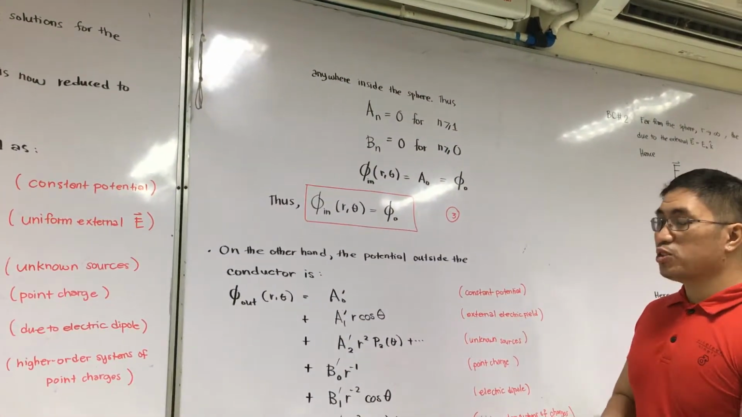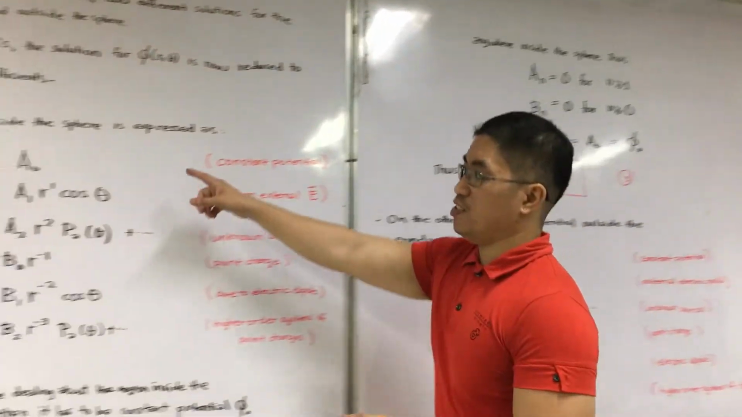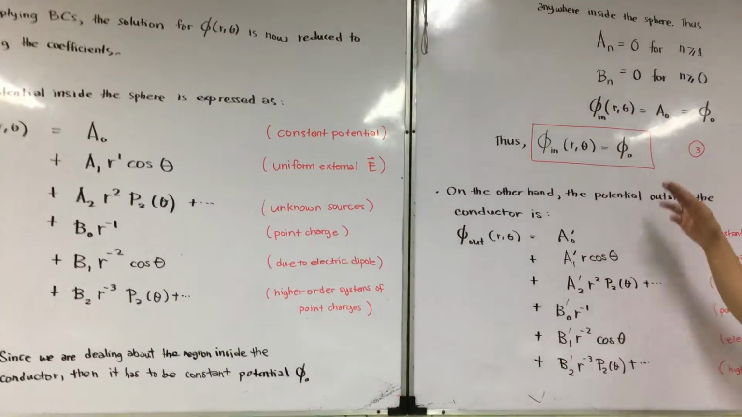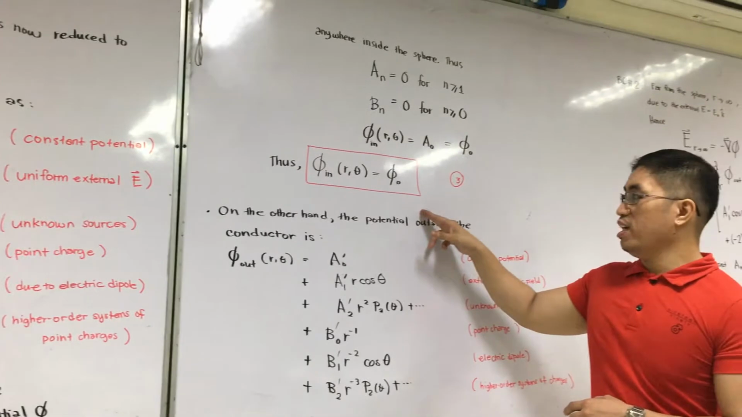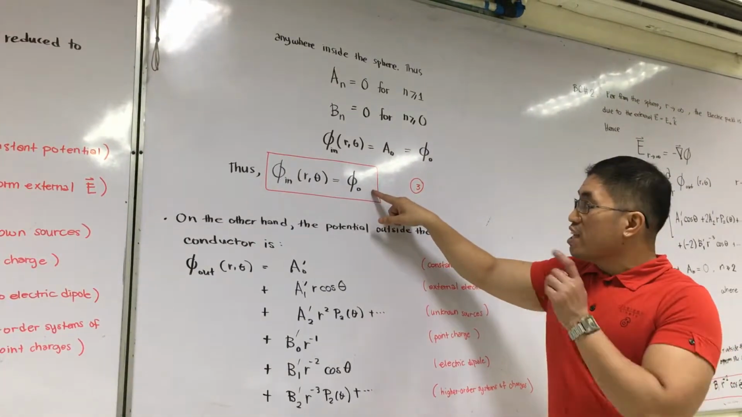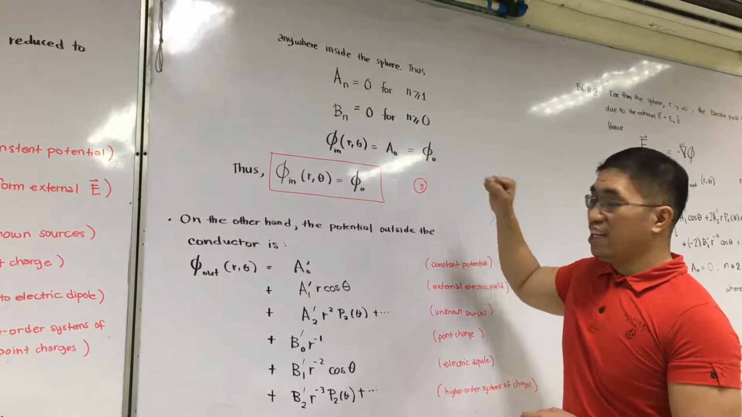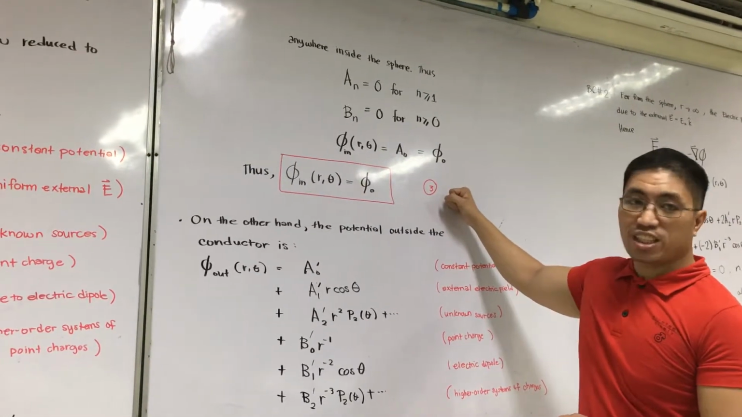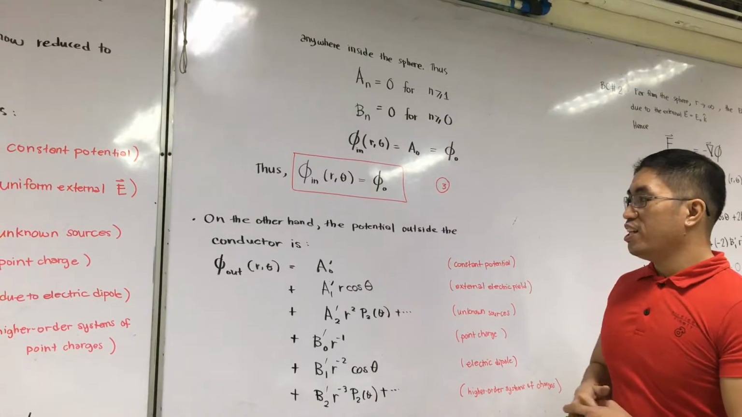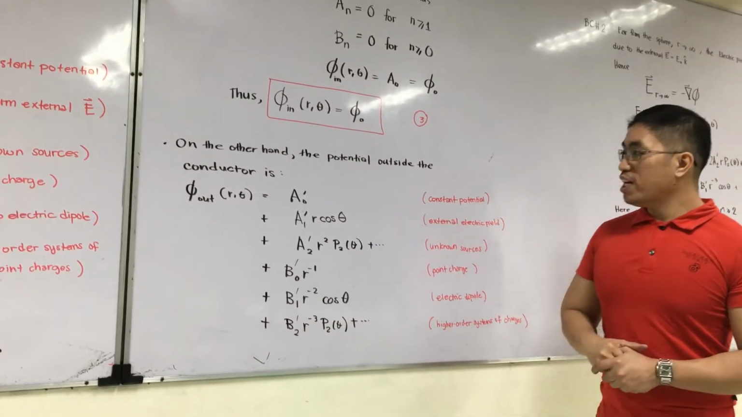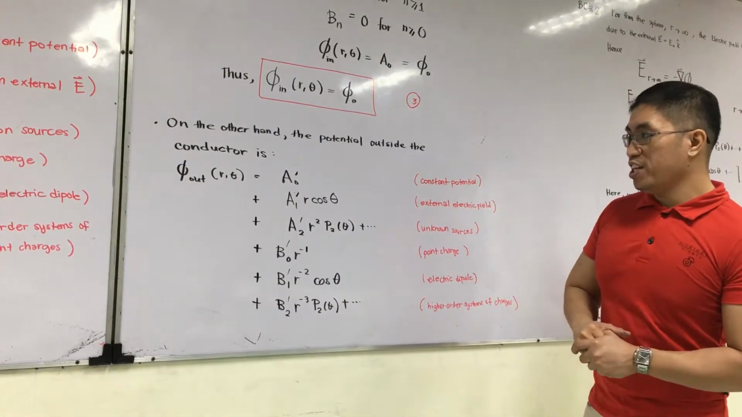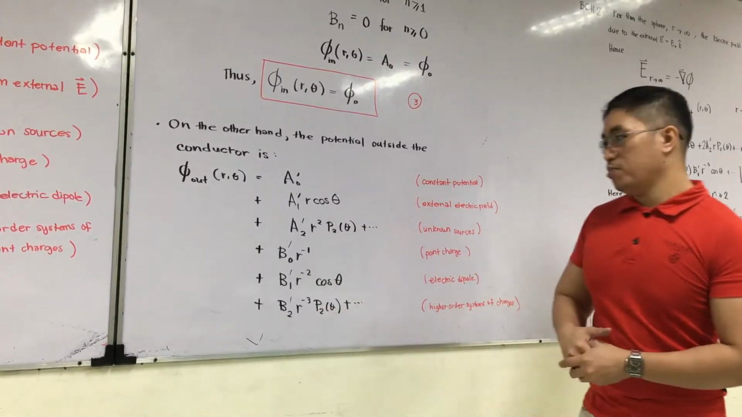Thus, we are left with just one term, and that is A0. Now, since the potential inside the conductor must be a constant potential phi 0, we get that A0 is also phi 0. And thus, this is the solution for our potential inside the sphere. Now, on the other hand, for the potential outside the conducting sphere, we have a similar form of the potential.